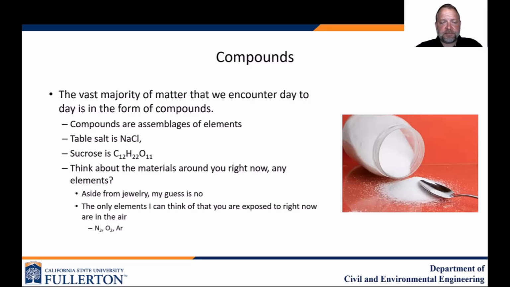Even the air that you're breathing. So like I said, aside from jewelry, I don't think you're really encountering any elements right now, except the only one that you are encountering is argon, that I can think of at least. So even nitrogen, the air that you're breathing, nitrogen is N2. It's actually a compound of two nitrogen atoms. Oxygen is a compound of two oxygen atoms. It's O2. Argon is a noble gas, and it's roughly 1% of the atmosphere that you're breathing right now. So yes, you are being exposed to one element all the time, but that's probably about the only one, at least at a level that you can observe or notice.